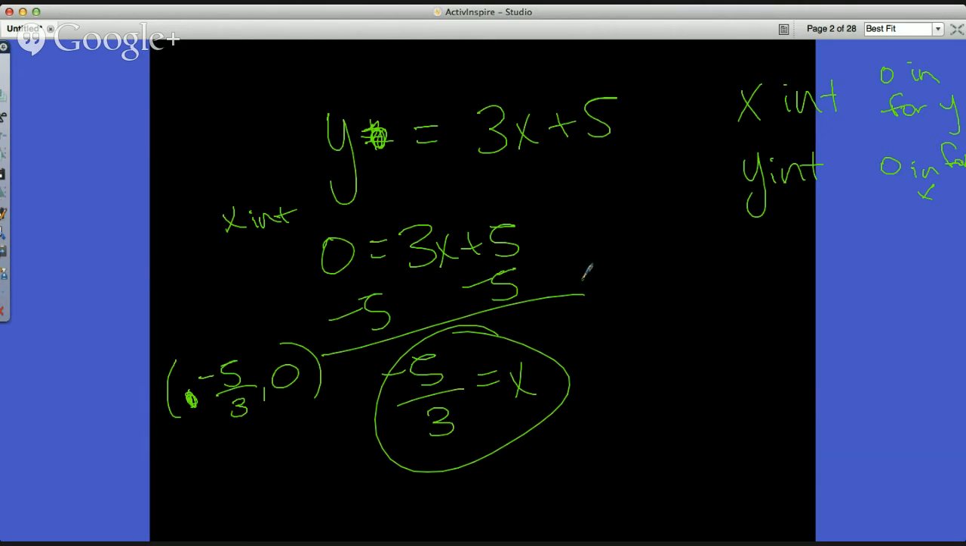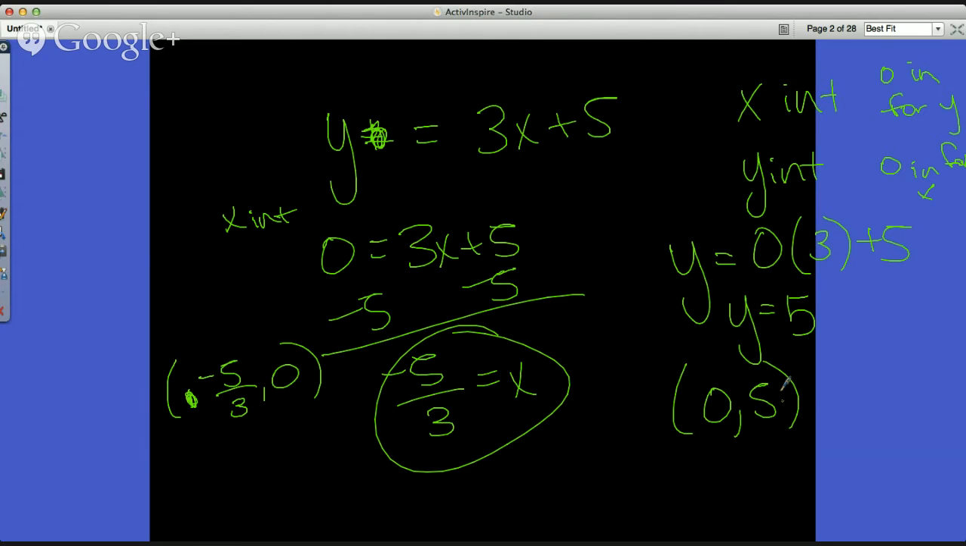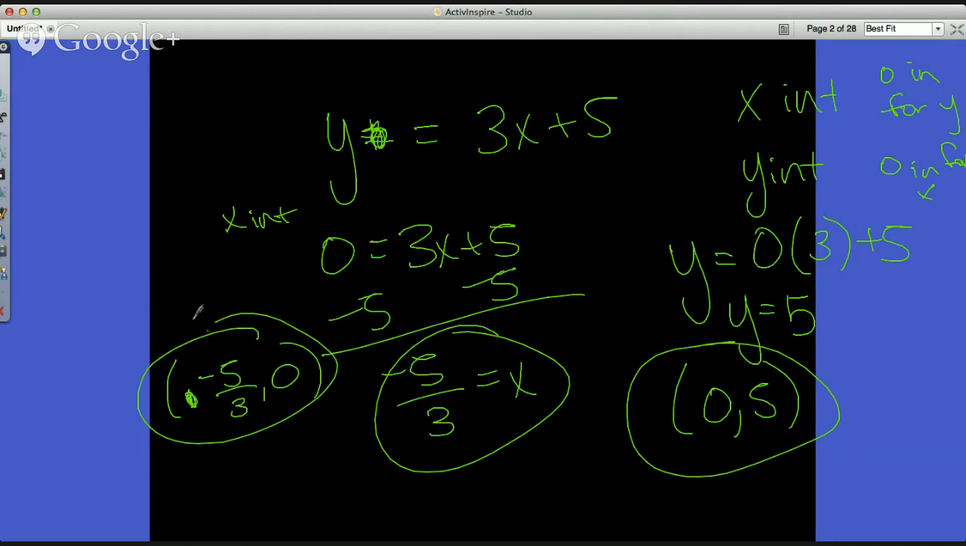To solve for what the y-intercept is, I'll plug in 0 for x. So it should look like this: y equals 0 times 3 plus 5. If I multiply that out, y would equal 5. And so my point would be 0, comma 5 for my y-intercept. So this is the x-intercept, and this is the y-intercept, okay?